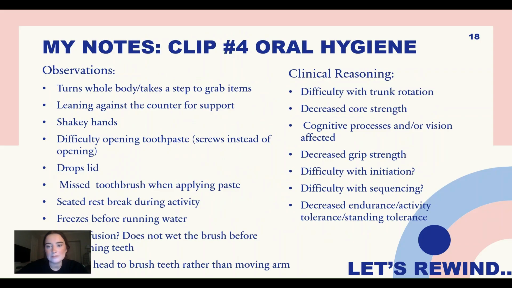This could be for a multitude of reasons. Maybe she has Parkinson's, and that's just something that she has to deal with on a daily basis. Difficulty opening toothpaste. If you notice, she screws the lid off of a toothpaste tube that can snap open. She drops the lid. She misses the toothbrush when applying the toothpaste to the toothbrush.